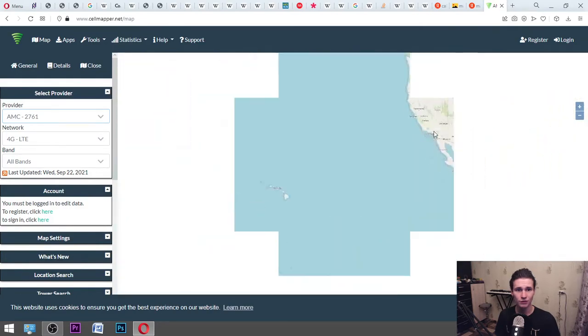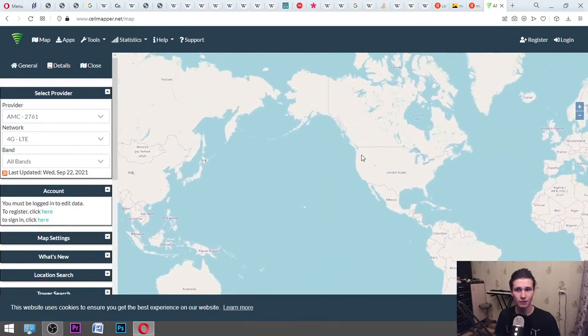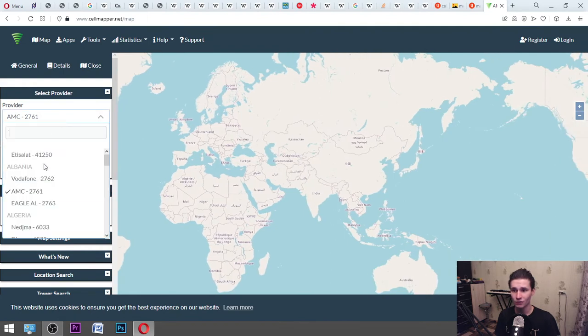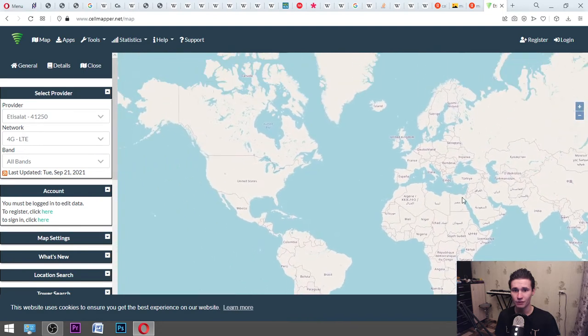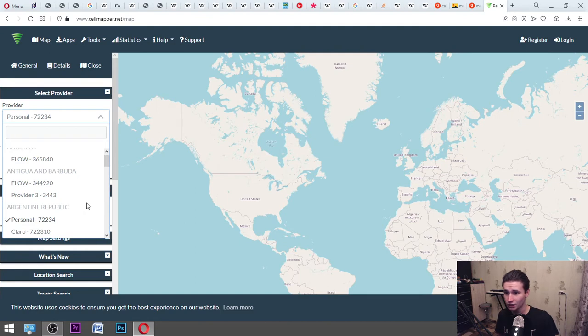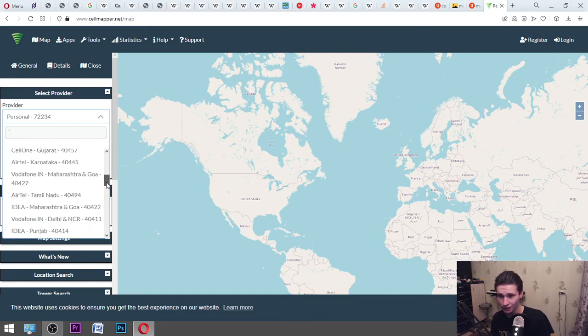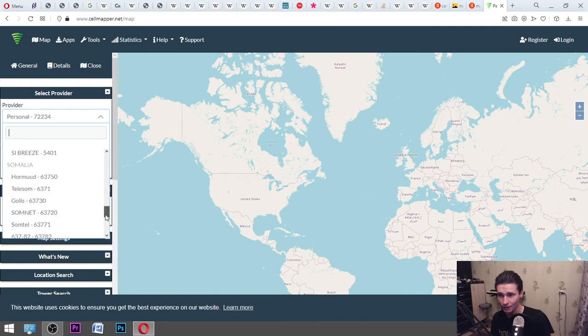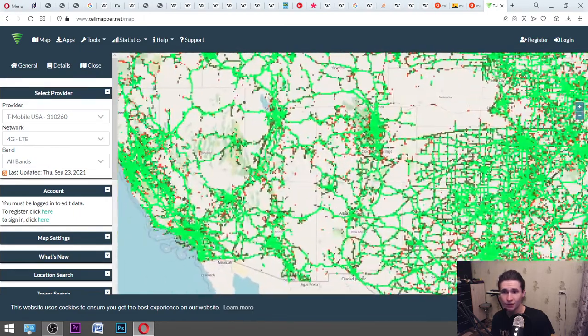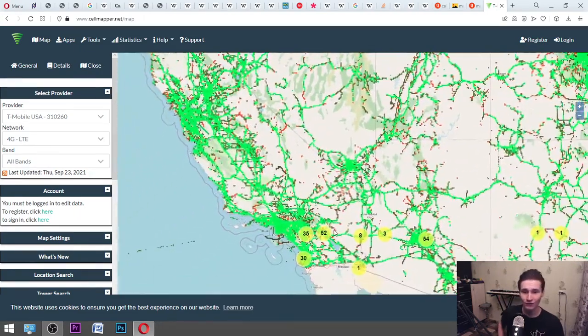What should we do? We can do this type, and okay, 4G, all bands, yes, all bands, maybe here. I think it should appear somewhere. Argentine Republic, we need something like Barbados, okay. Papua, South, and it is the main provider, United States. Okay, let's go to T-Mobile. Wow, it's actually towers.